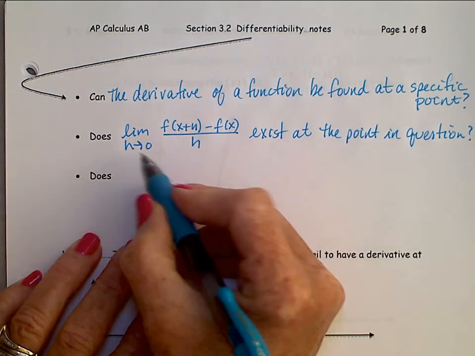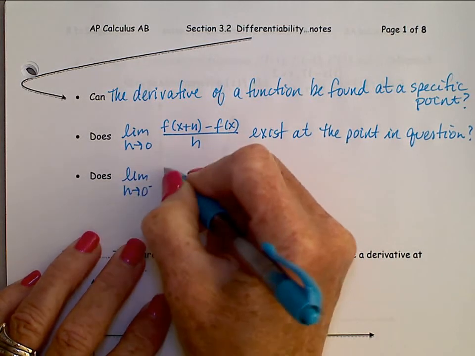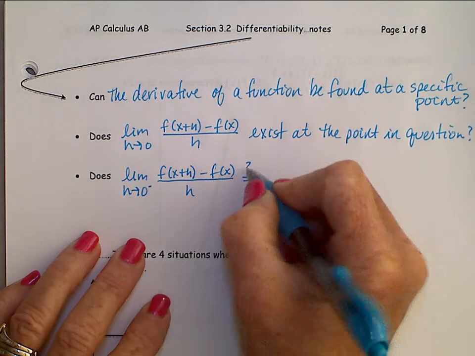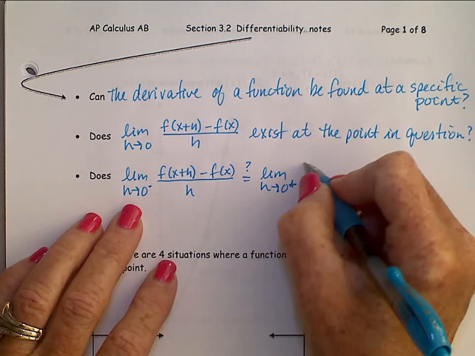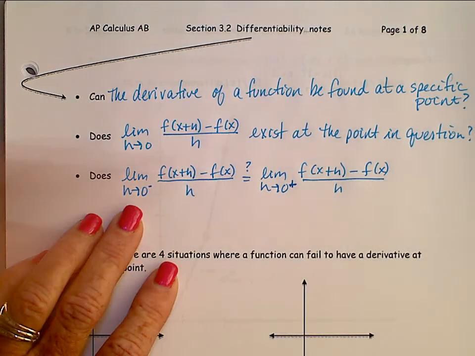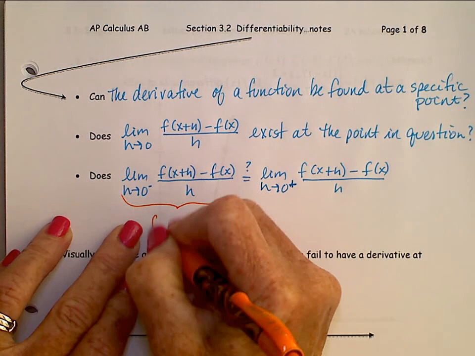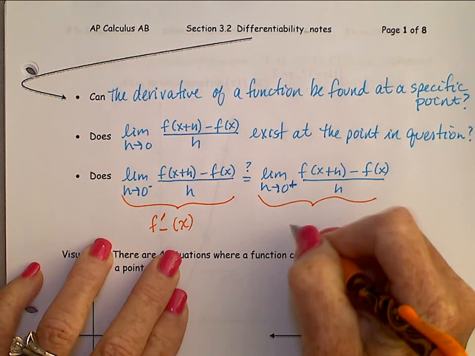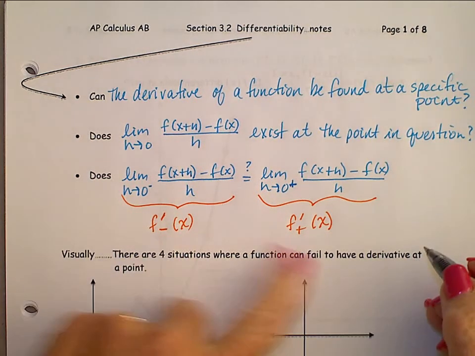And in order for this limit to exist, we know that the limit as h approaches 0 from the left side has to equal the limit as h approaches 0 from the right side. And this notation right here is looking at the left side. So this is f prime from the left side of whatever value you're looking at. And this is f prime from the right side. So does the slope of the tangent from the left equal the slope of the tangent from the right?